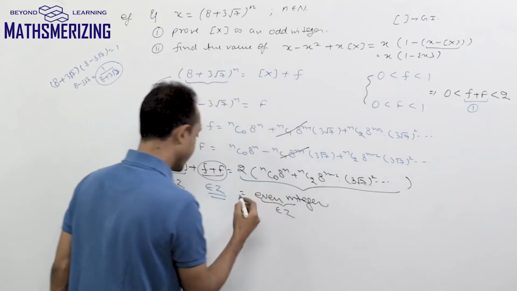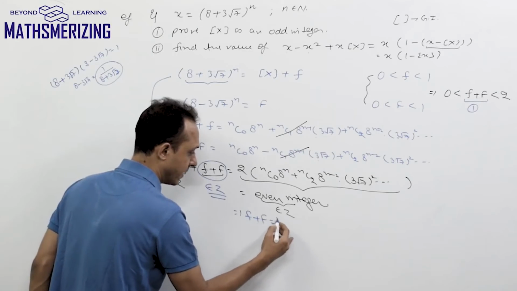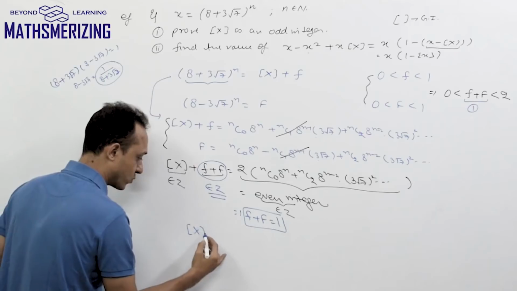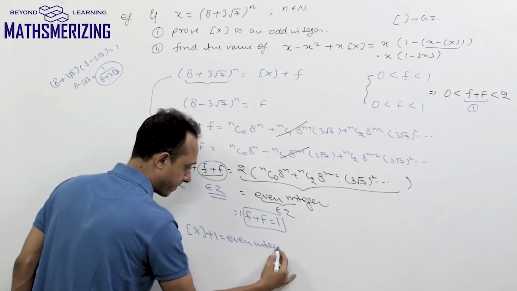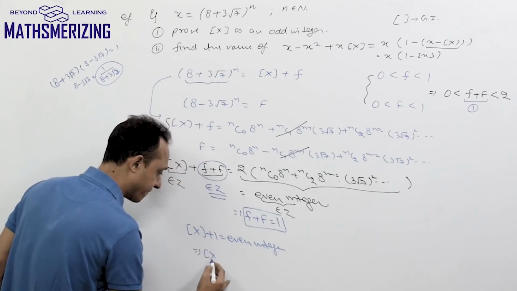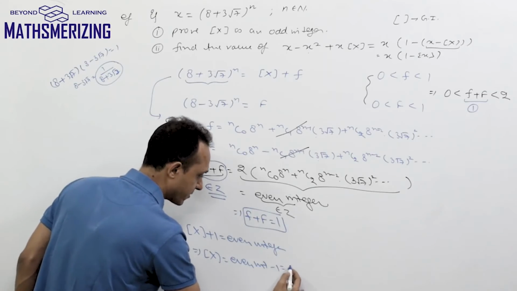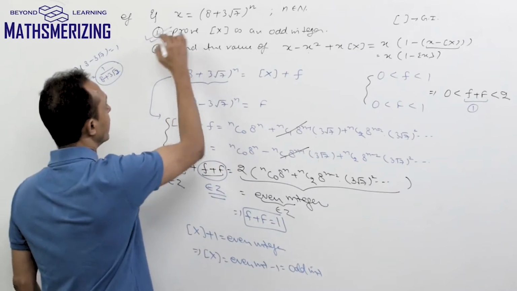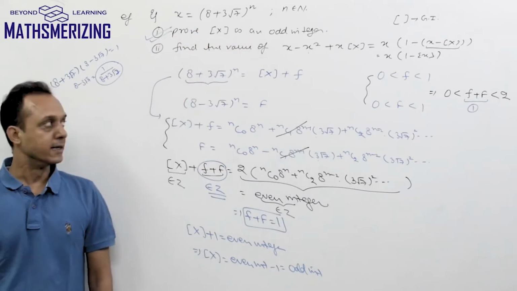So from here I can say the value of f plus capital F should be 1. So that is greatest integer function of x plus 1. It should be an even integer. That is greatest integer function of x should be even integer minus 1. So there will be an odd integer. So from here we can say the greatest integer part for this given binomial expression is an odd integer.